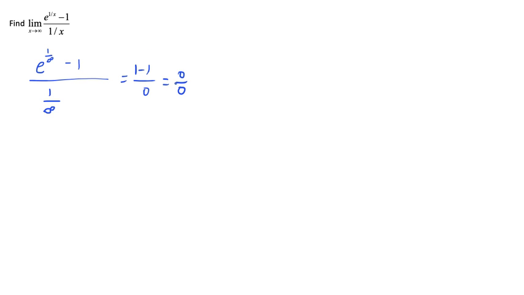Once we've determined that this is an indeterminate form, we can go straight into L'Hopital's rule. We'll take the derivative of the numerator divided by the derivative of the denominator. And we're still taking the limit as x approaches infinity, of course. But what is the derivative of the numerator? So let's just write that out.